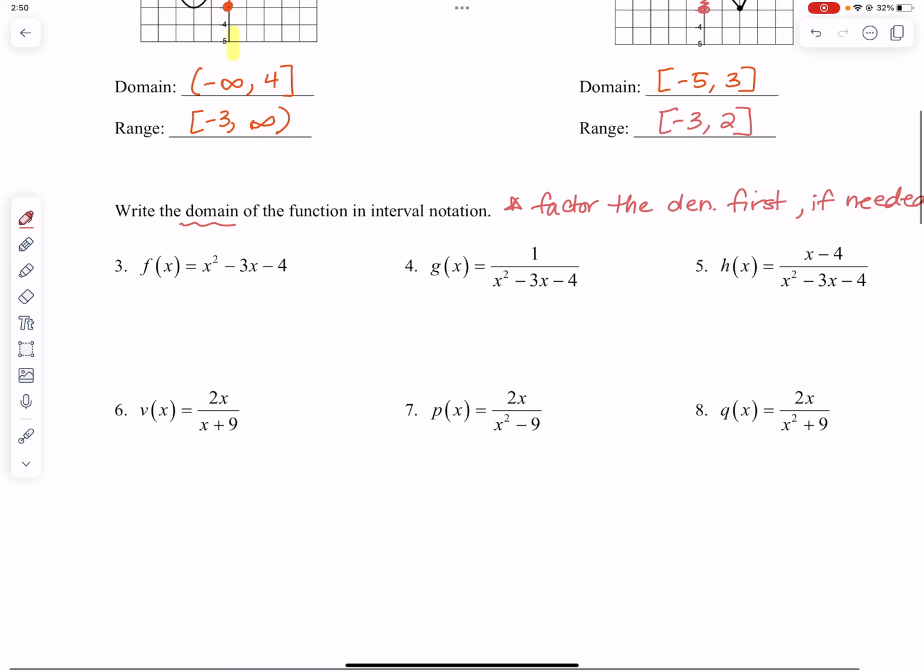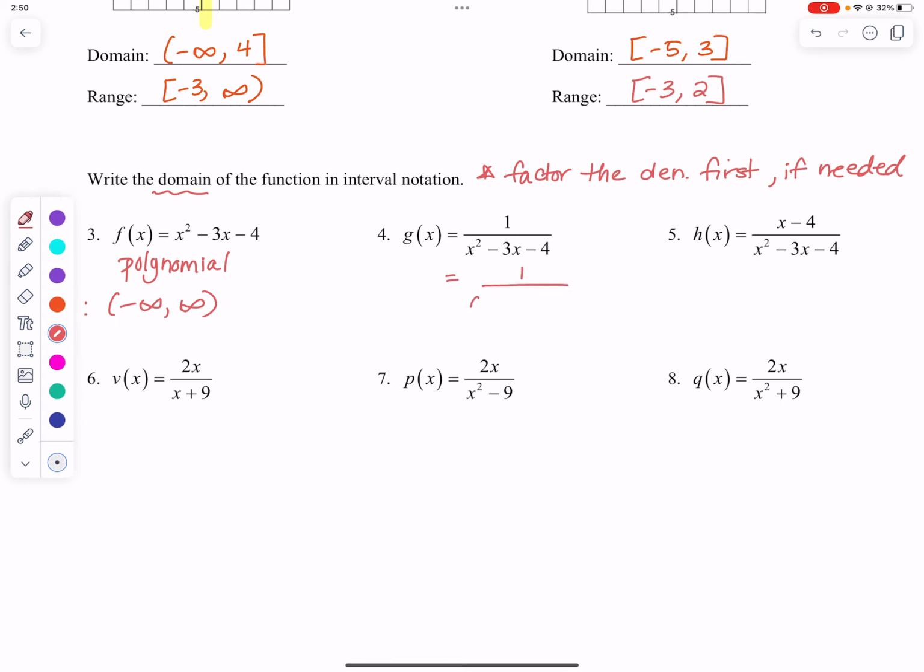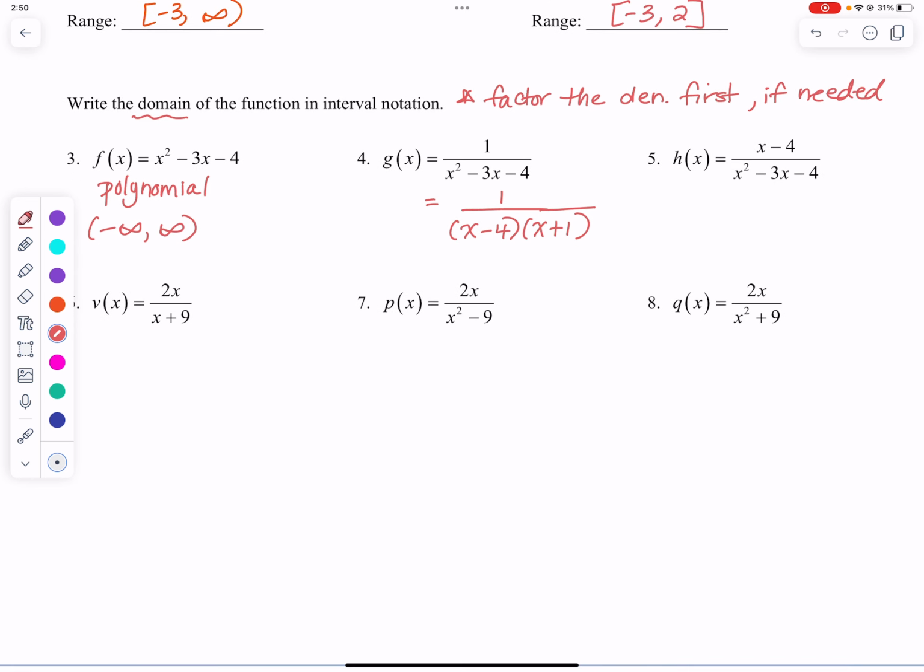Okay, now this is a polynomial, and the domain of all polynomial functions is negative infinity to infinity, all real numbers. Now looking at number 4, we're going to be able to write g of x as 1 divided by x minus 4 multiplied by x plus 1. As you can see, x cannot be equal to 4 or negative 1. So we have to remove those from the domain.